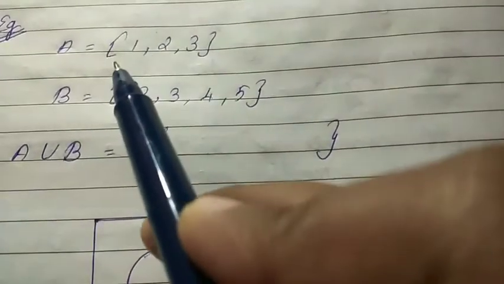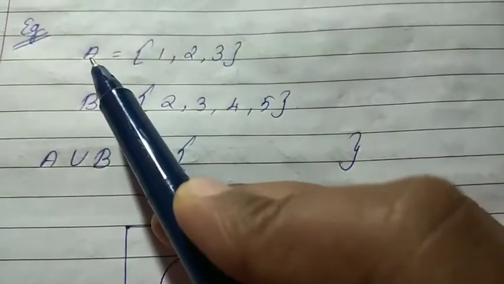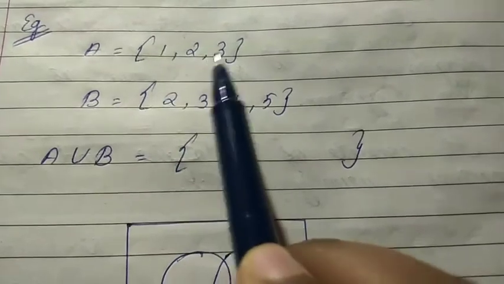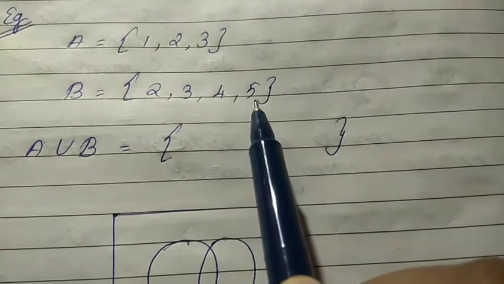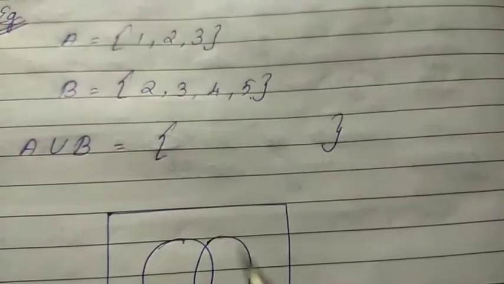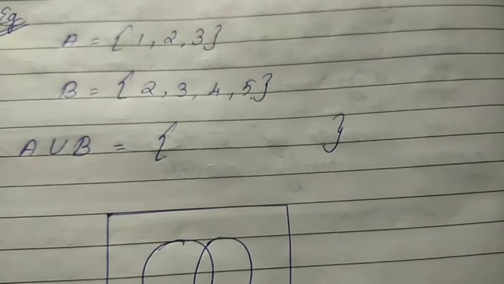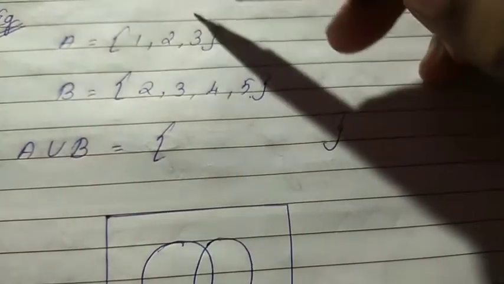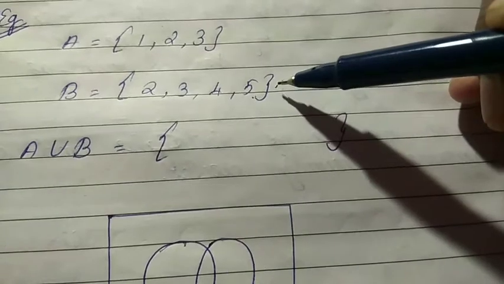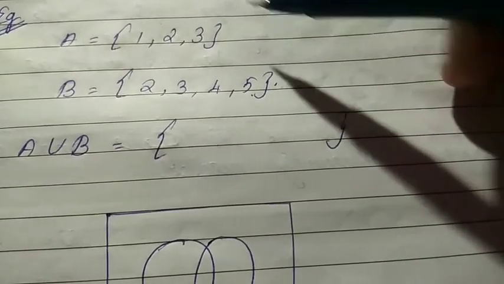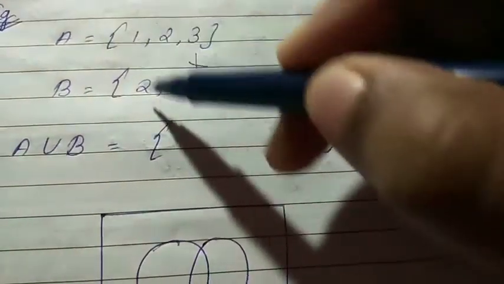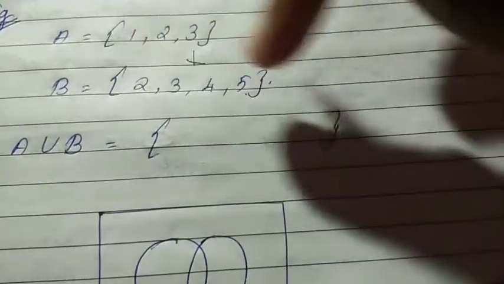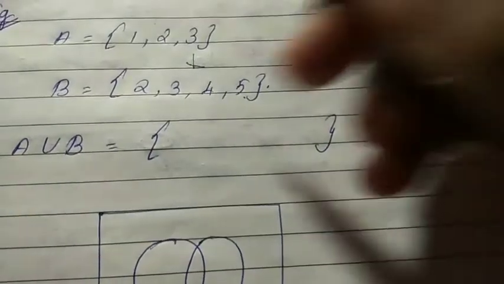First, I'll give you an example. I have taken the set A is equal to 1, 2 and 3 and the set B as 2, 3, 4 and 5. Now I have to find the union of sets. Union of sets means set A plus set B. So I have to just add, not the elements, you're joining these two together. So I have 1, 2, 3 and 2, 3, 4, 5.